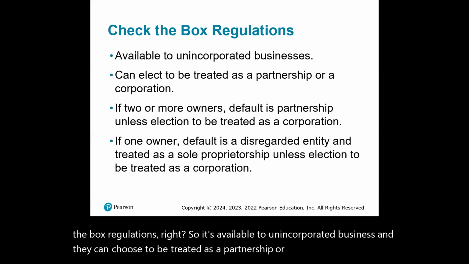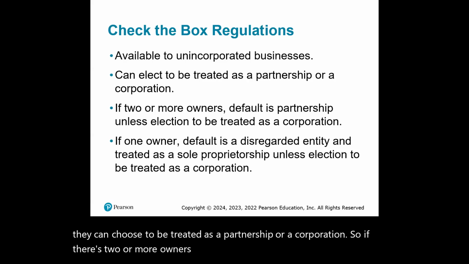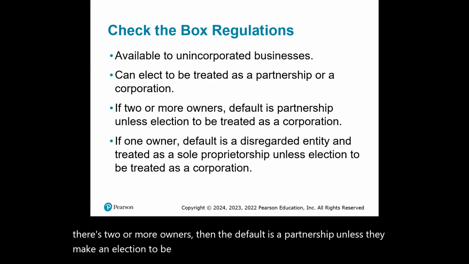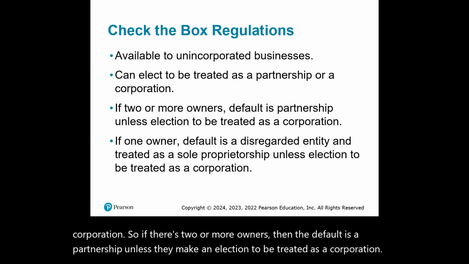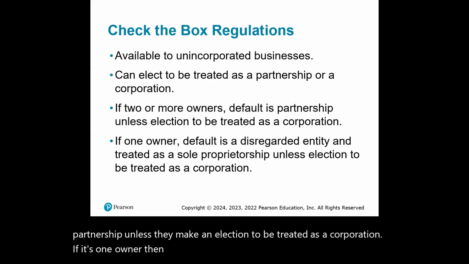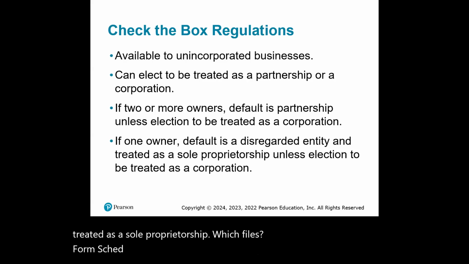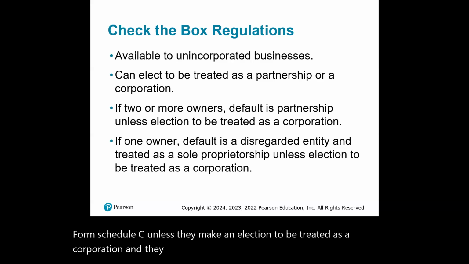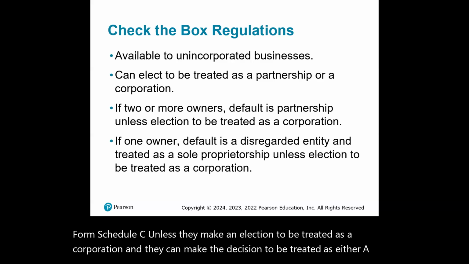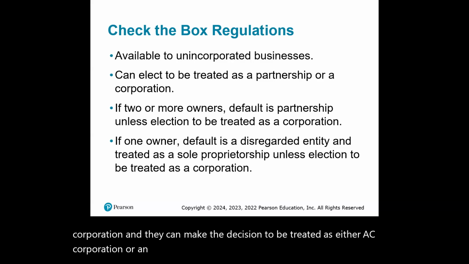If there are 2 or more owners, then the default is a partnership unless they make an election to be treated as a corporation. If there is 1 owner, then it defaults to a disregarded entity, and they're treated as a sole proprietorship, which files Schedule C, unless they make an election to be treated as a corporation. And they can make the decision to be treated as either a C corporation or an S corporation.